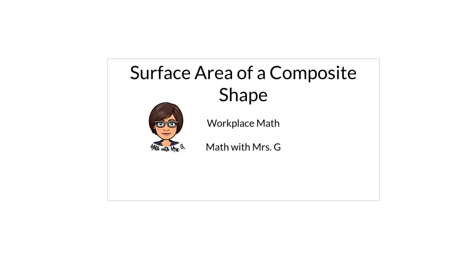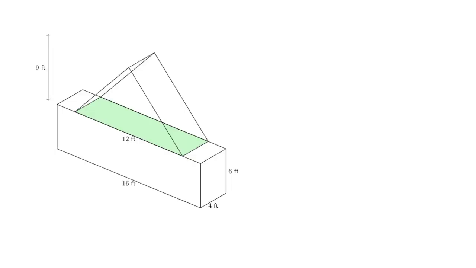This video will cover how to find the surface area of a composite shape, meaning a 3D shape that's made up of more than one prism. Here I have a triangular prism that is stacked on top of a rectangular prism.